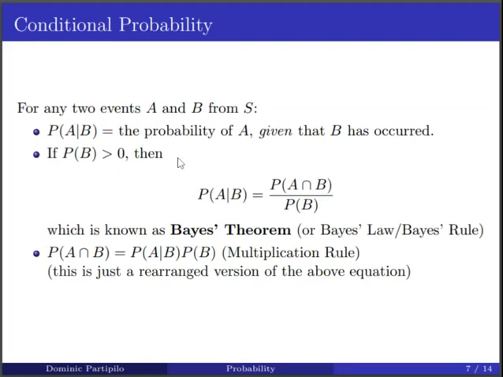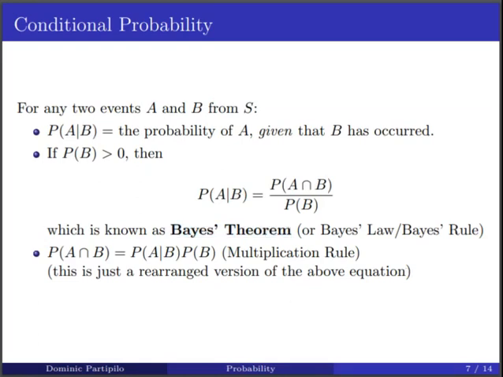And a very important theorem that relates to conditional probability is called Bayes' theorem. And Bayes' theorem says that the probability of A given B is equal to the probability of A intersect B over the probability of B. And we're going to be talking about this a lot in a couple of examples coming up, but this is what Bayes' theorem says, and Bayes' theorem is very important.